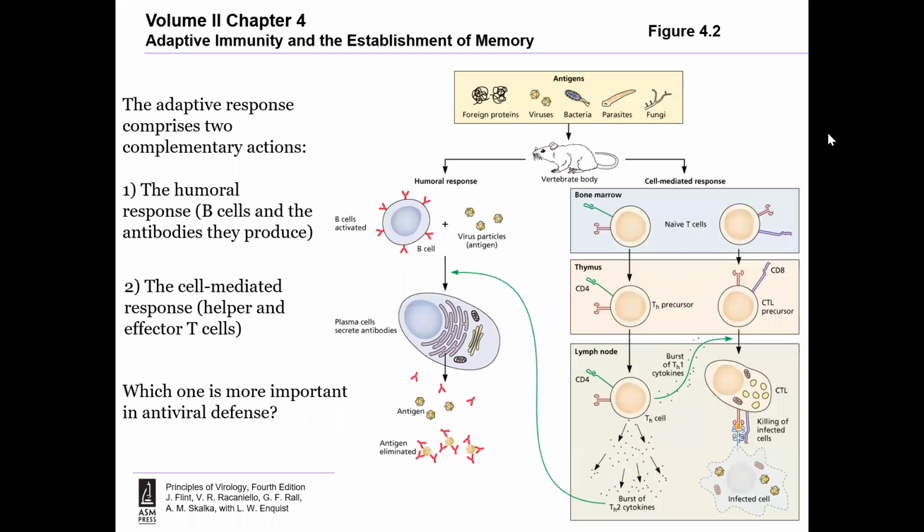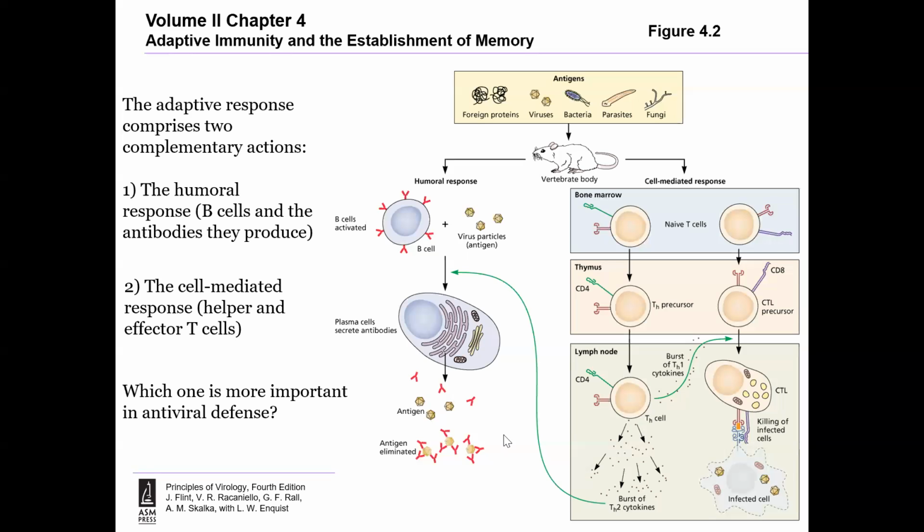Now, when we think about the adaptive response, there are two complementary actions. You have the humoral response, so you have B cells, and they produce antibodies as plasma cells. And then you also have T cells, okay? And those are going to develop into specific mature T cells that will then also help facilitate the response.